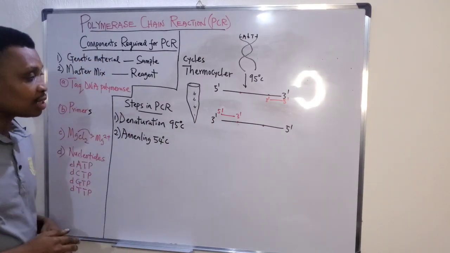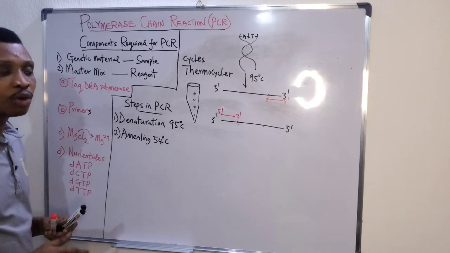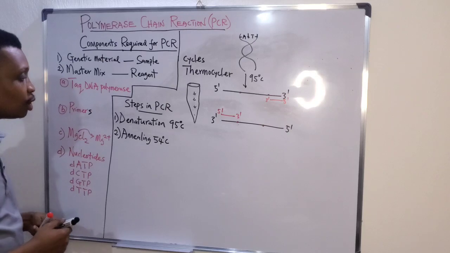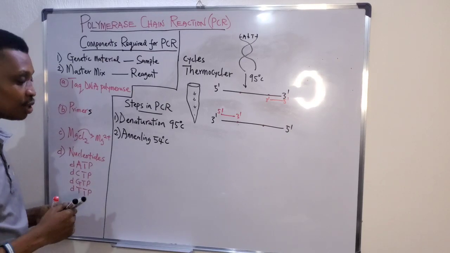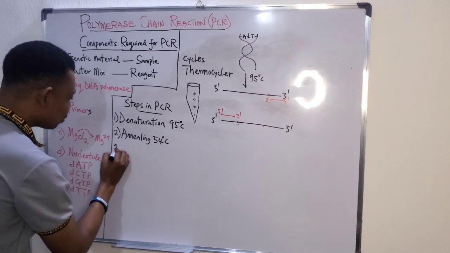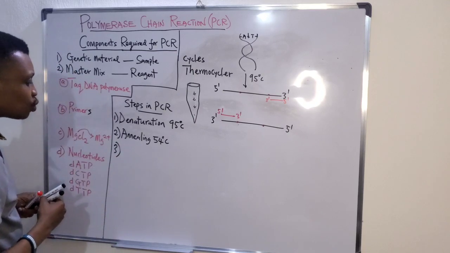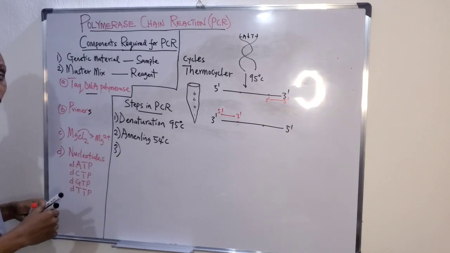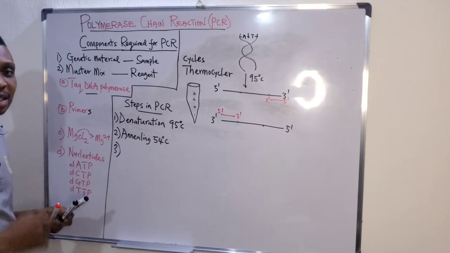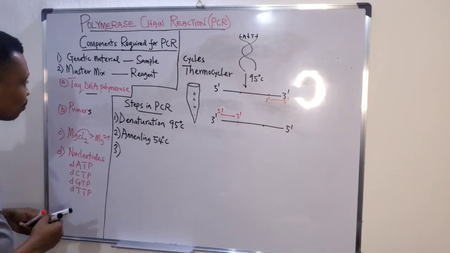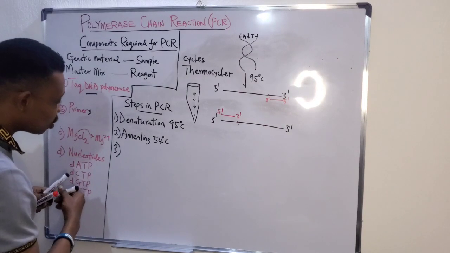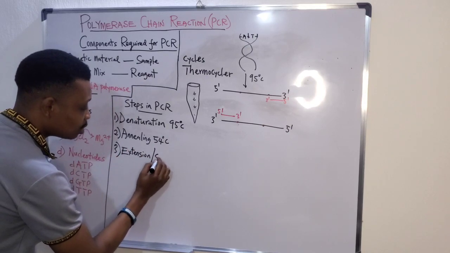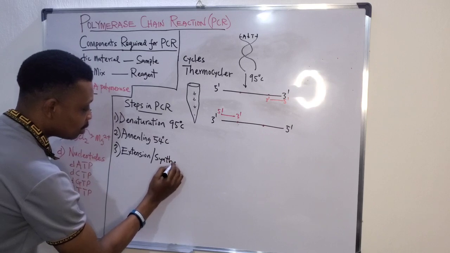So after this process, the thermocycler will also raise the temperature of the solution to 72 degrees Celsius. Now, at that 72 degrees Celsius, that is where Taq DNA polymerase begins to function, or that is where it is optimal in its activity. So, this process is called extension, also called synthesis.